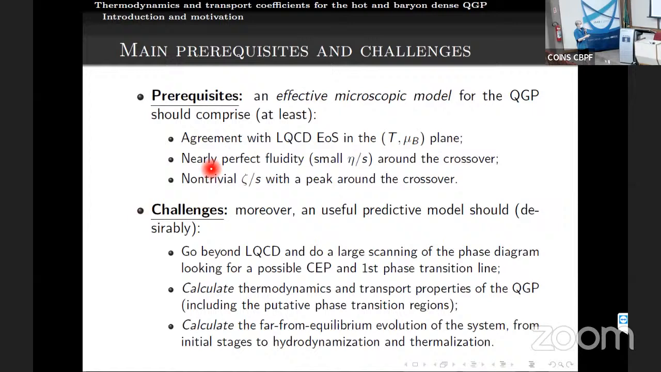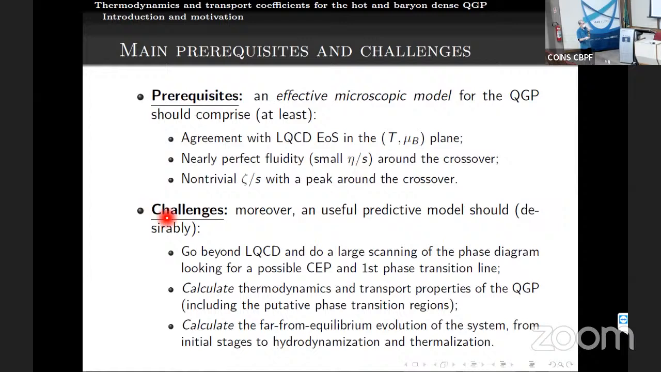This should present an agreement with lattice QCD's equation of state for the values of the temperature and the baryon chemical potential that can be simulated on the lattice. It should comprise the nearly perfect fluidity of the quark-gluon plasma, which is encoded in a small value for the ratio between the shear viscosity and the entropy density of the medium.